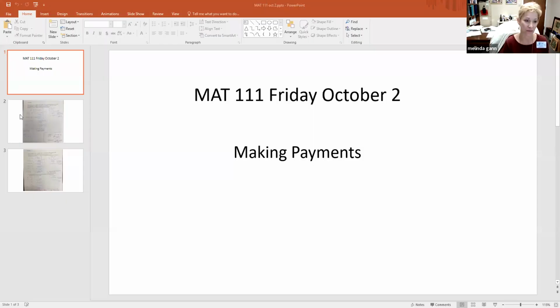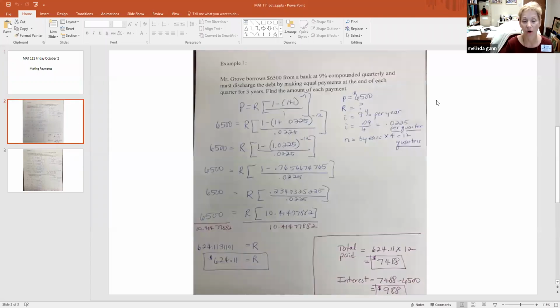All right, I'm going to share my screen with you, I hope. We'll give it a whirl, see if I can pull this PowerPoint up and see how it goes. Okay, so we're still doing making payments. All right, so look at this example. It says Mr. Grove borrows $6,500 from a bank at 9% compounded quarterly and must discharge, that means pay off the debt, by making equal payments at the end of each quarter for 3 years. So every 3 months, he's making a payment. Find the amount of each payment.